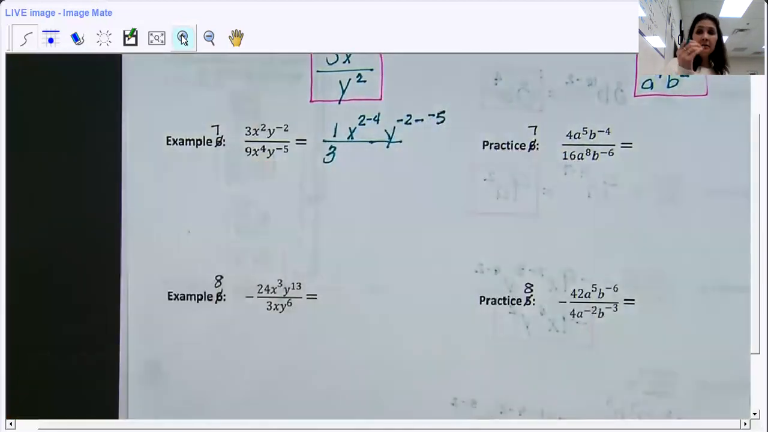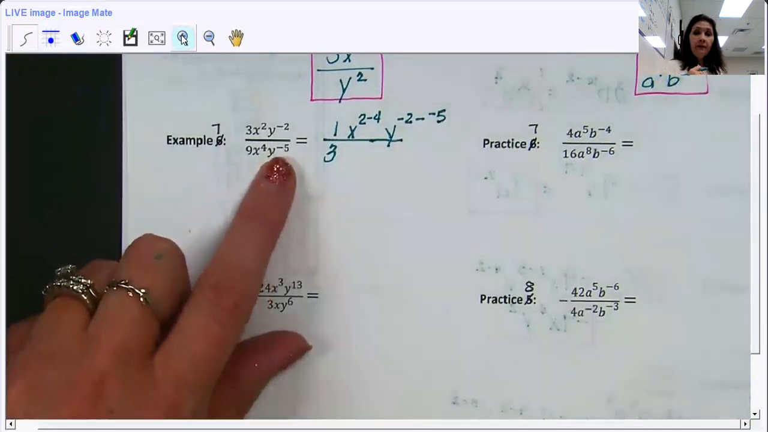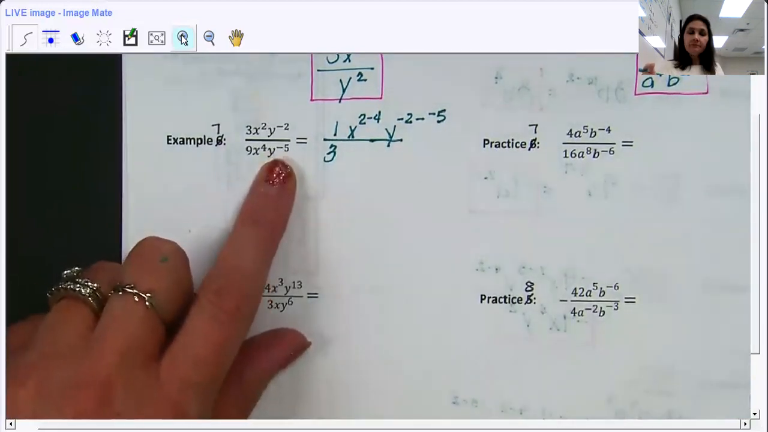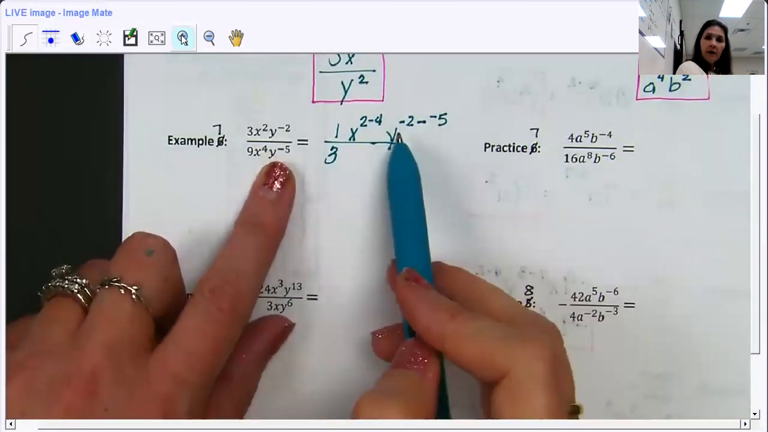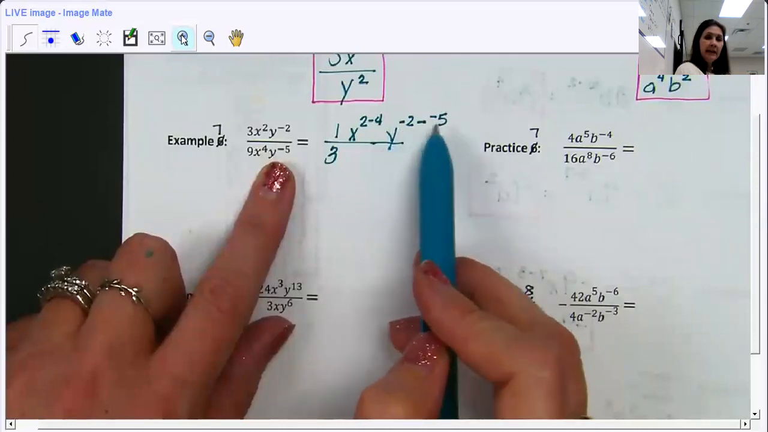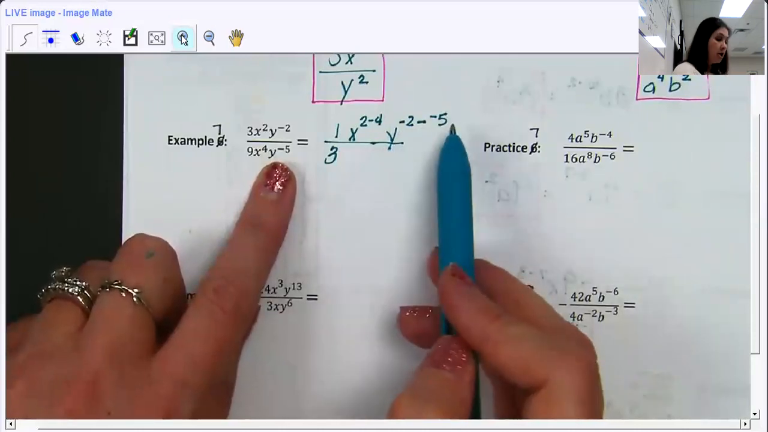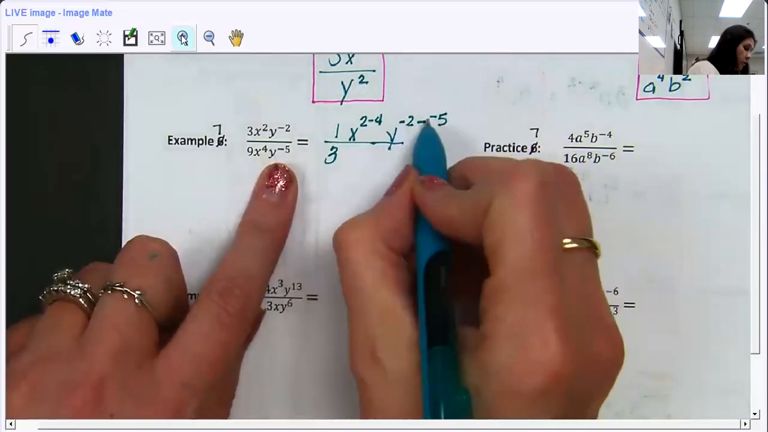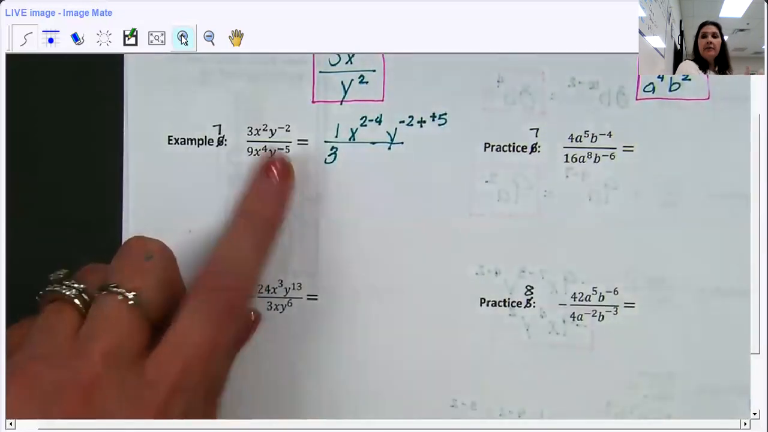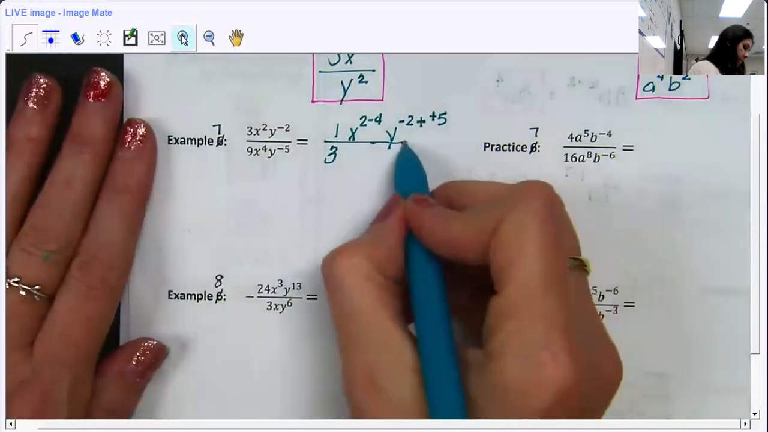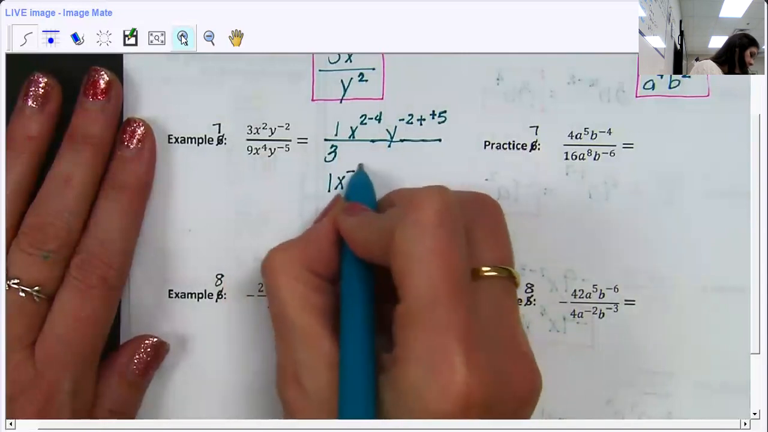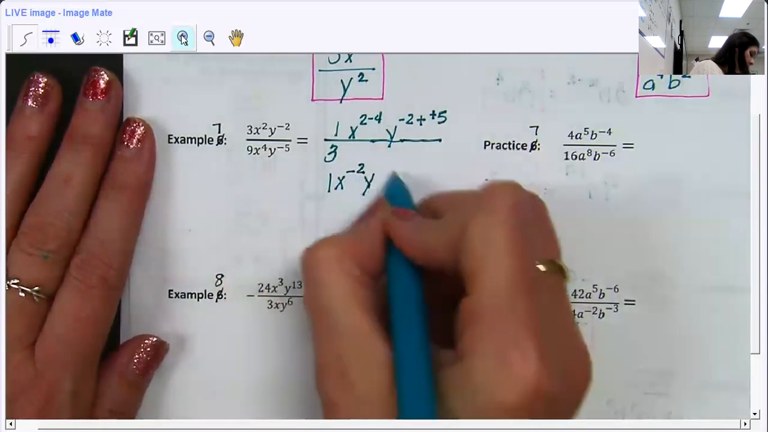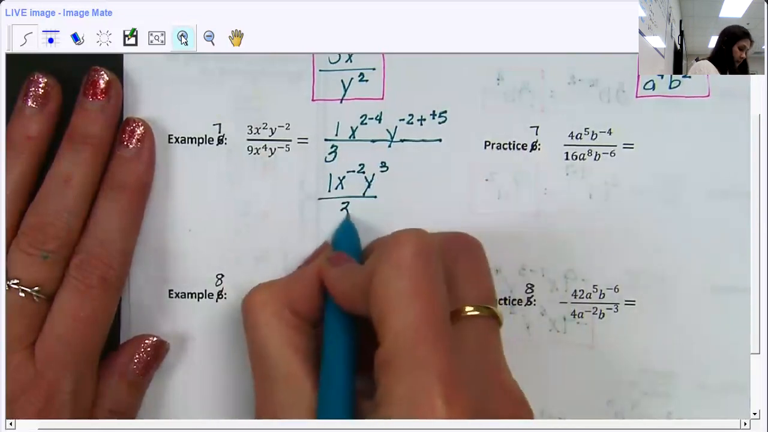Don't forget that second minus sign, because we have a negative 5 and we still have to subtract the negative because that's the process, subtracting the two numbers. And if you recall, whenever we take a number and we subtract a negative, we're actually adding a positive. So we could change this to negative 2 plus a positive 5, and then we can simplify it further. Okay. So when we do this, we have 1 x to the power of negative 2, y to the power of 3 over 3.